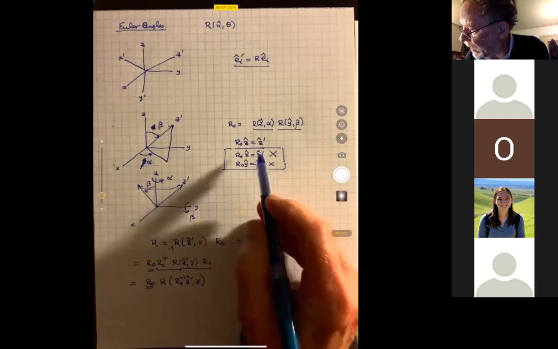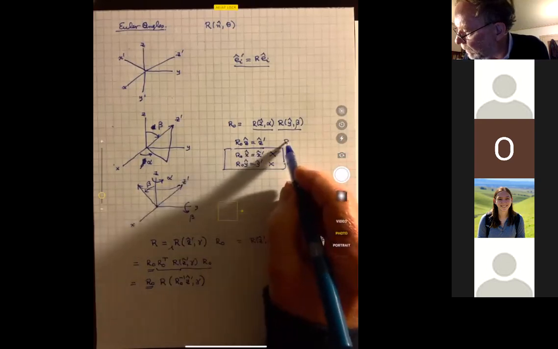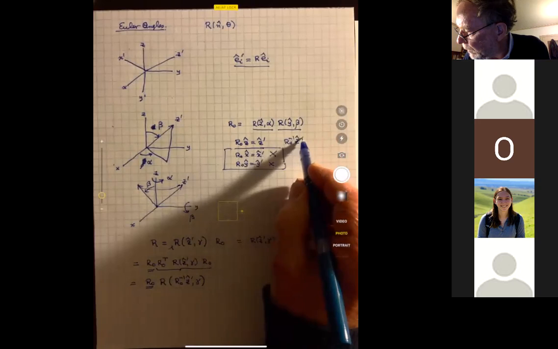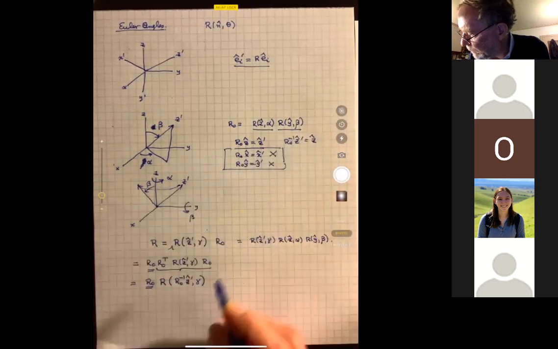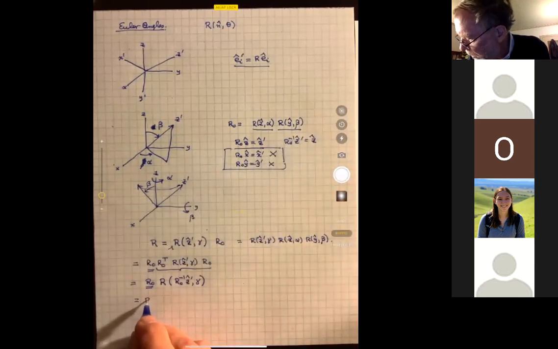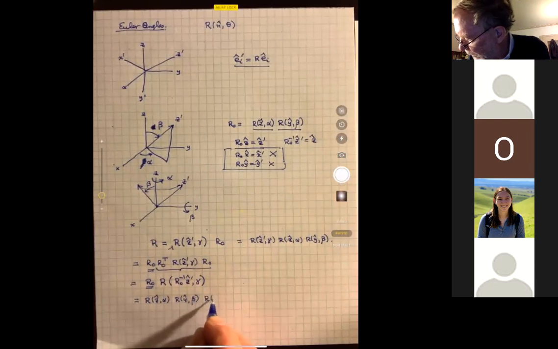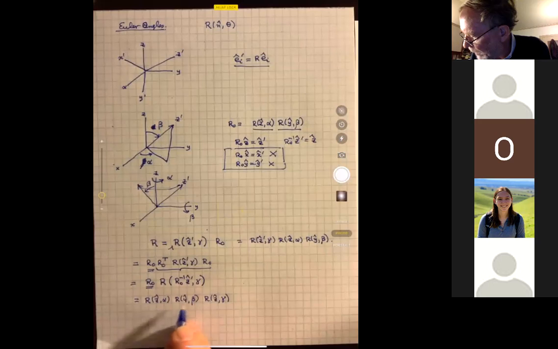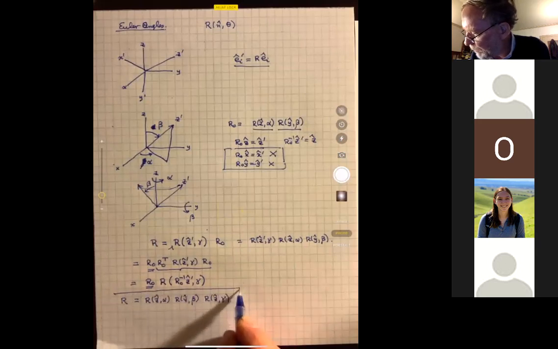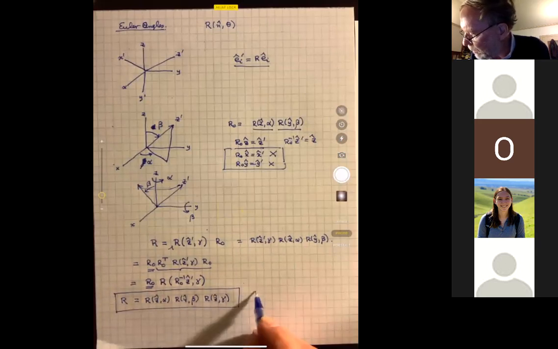However, R naught inverse z hat prime from this formula here is just equal to the original axis z hat. So this becomes R of z hat comma alpha times R of y hat comma beta times R of z hat comma gamma. And we have alpha, beta, gamma angles, z hat, y hat, z hat axes, and we've got a factorization of an arbitrary rotation in this manner. And let me box that because this is the Euler angle representation of the rotation.